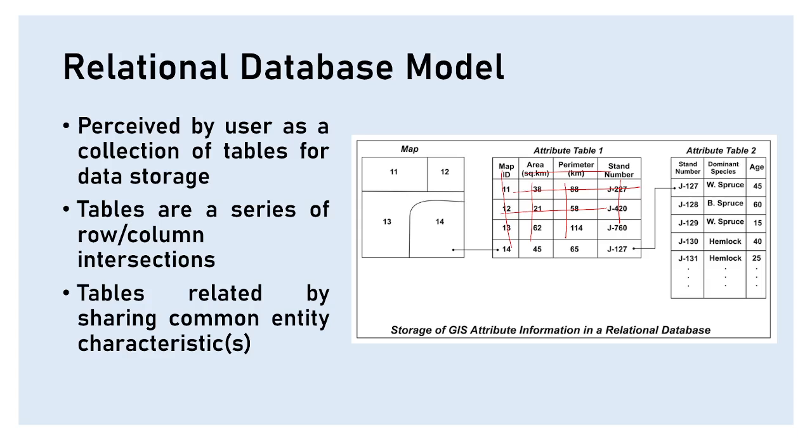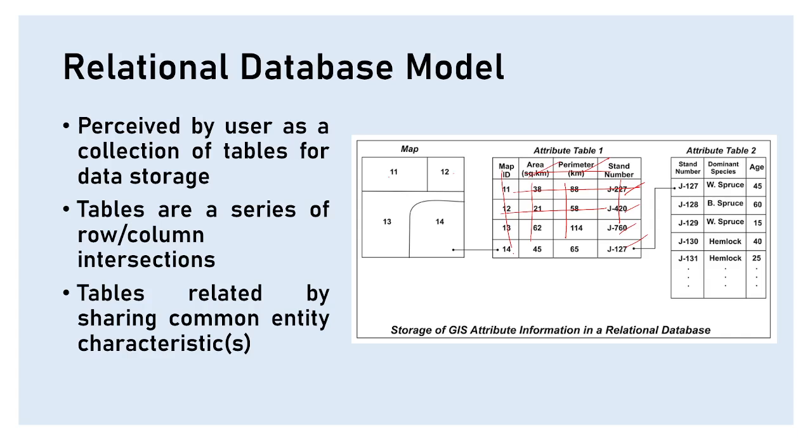For example, this is the map that you have. Then you give the map ID, so you have 11, 12, 13, 14. Those pieces of information are here. Then for each of those IDs, you have information regarding the area, perimeter, and I'm not sure what the stand number is, but that is also given here for each of them.